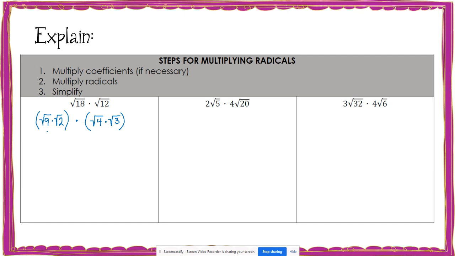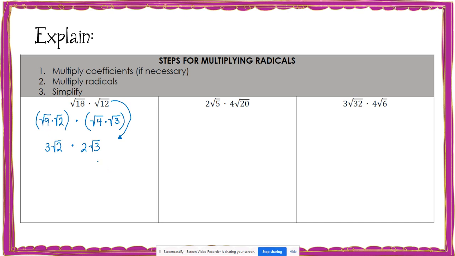Then I just want to simplify anything. Well, the square root of 9 is 3. The square root of 2 is not a perfect square, so I'm going to leave it the way that it is. Then for the square root of 12, the square root of 4 is 2. The square root of 3 is not a perfect square, so I'm leaving it inside the radical. Now all I've done at this point is rewritten the original problem so that it was in more simple terms.